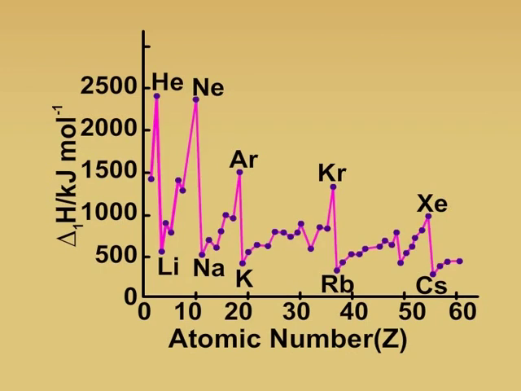The periodicity of the graph is quite striking. We find maxima at the noble gases, which have closed electron shells and very stable electron configurations. On the other hand, minima occur at the alkali metals, and their low ionization enthalpies can be correlated with their high reactivity. In addition, we notice two trends.